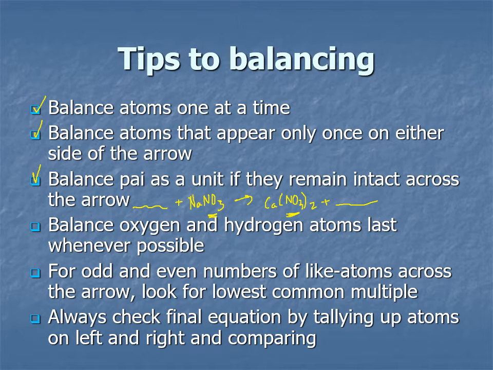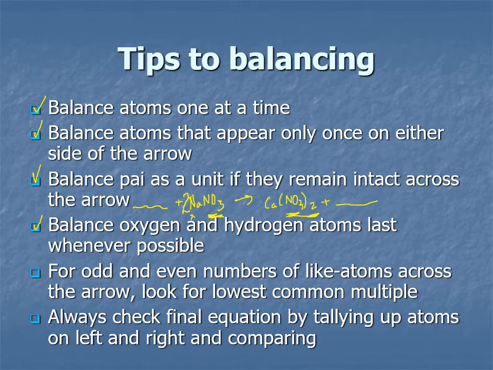And so instead of breaking it up into a nitrogen and 3 oxygens, I can think of it as a unit, and I say, okay, I've got 2 nitrates on the right-hand side. How can I make 2 on the left? Well, a coefficient of 2 would multiply all of that, and so now I have 2 nitrates on the left. So that's what that means, and that's a nice little shortcut for polyatomic ions. It speeds things up and offers a better chance of success.